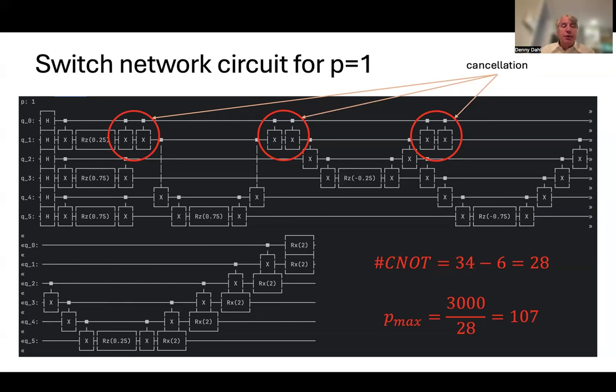Also note that there are opportunities for cancellation of C0 gates here. 3 such cancellations are shown. These are back-to-back pairs of C0 gates which use the same control and target qubits. The action of such a pair of C0 gates is equivalent to the identity, and so we can remove these pairs. This reduces the total number of C0 gates from the initial count of 34 down to 28, since we can remove 3 pairs of these gates. Dividing 28 into 3,000 gives 107, and so we can use up to 107 layers in our QAOA circuit.